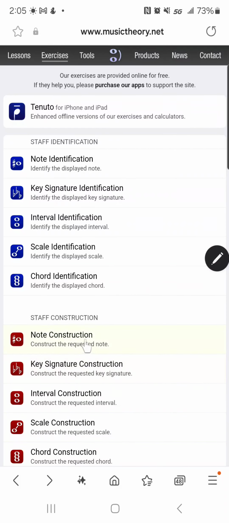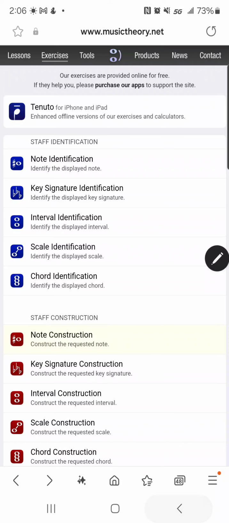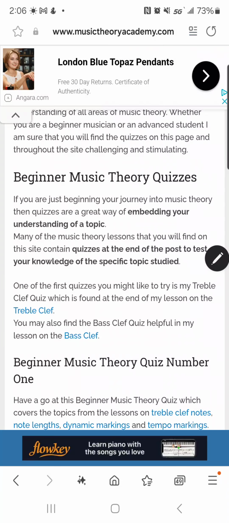This is kind of further down. Note construction. That's a B natural. Submit answer. Anyway, so use this as a resource.